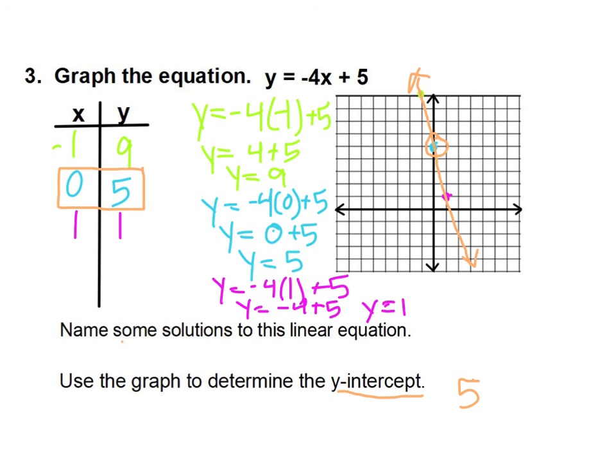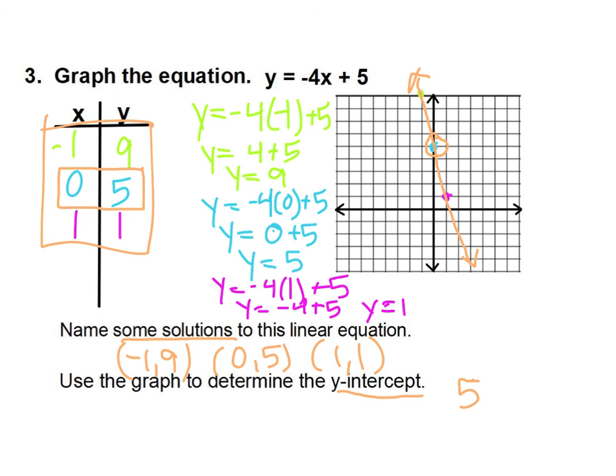And then here it says name some solutions to this linear equation. Well, all of these are solutions. So -1, 9 would be a solution. 0, 5 would be a solution. And 1, 1 would be a solution. And it goes on forever.